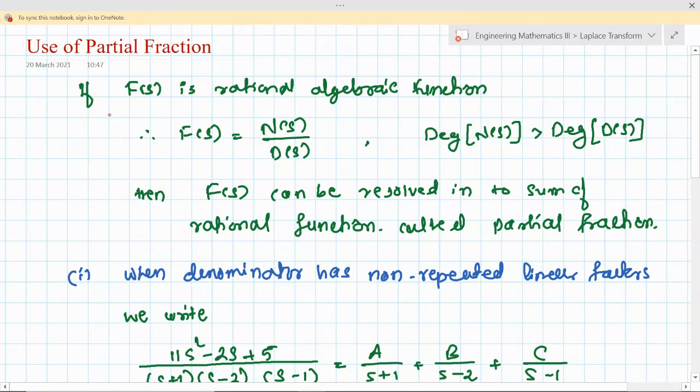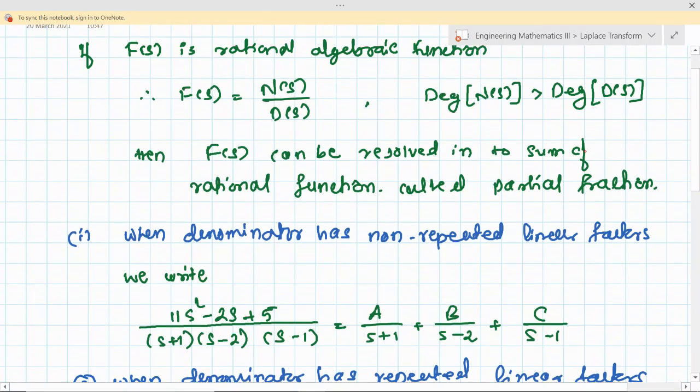Suppose F of s is a rational algebraic function, rational meaning in the form of N of s upon D of s, with some numerator and denominator. And the condition is that degree of N of s is greater than degree of D of s, like this. If this is the condition, then F of s can be resolved into rational functions called a partial fraction.